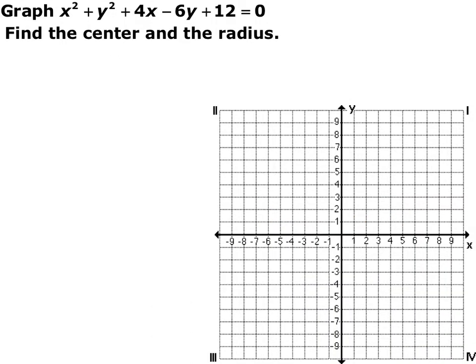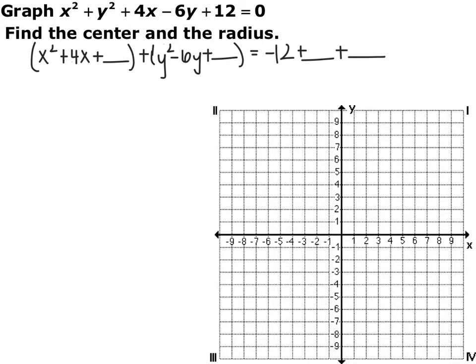So for the next one, we want to graph this circle and find the center and the radius. In order to do that, we need to complete the square. If you need a little review completing the square, I suggest watching the section 8.6 complete the square video. That's a link to this. So this one we need to complete the square in 2 variables. So I grouped our x's together and our y's together and then moved the 12 to the other side.